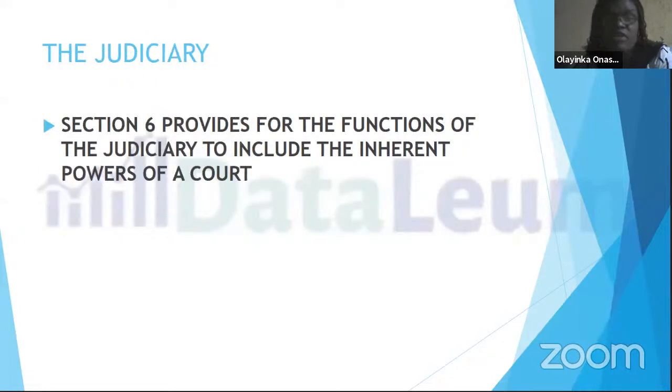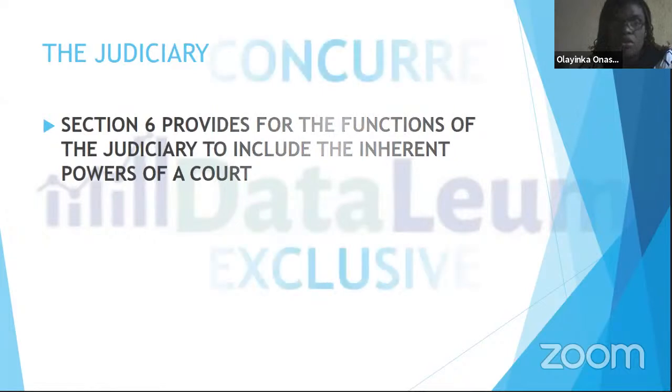Section 6 provides for the functions of the judiciary, to include the inherent powers of the court. The inherent powers of the court are to give orders and to interpret the laws. So when the legislature makes a law and you are not clear as to what the interpretation is, you go to court. The court makes declaratory orders. The court says that this is the position, and at that point, we're able to realize that this is what the law is.